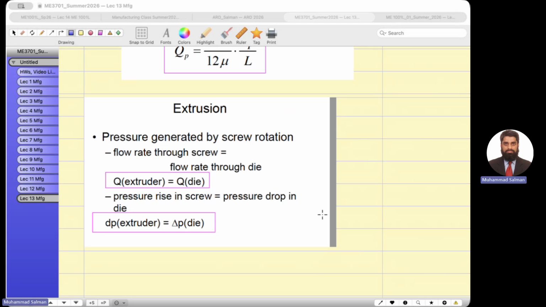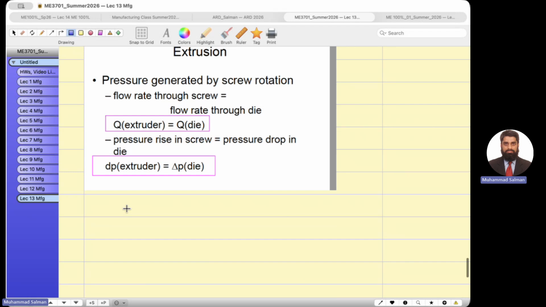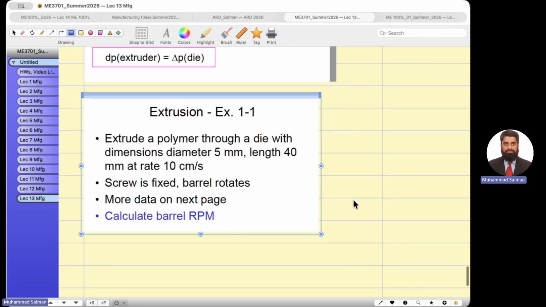So let's do one problem. You need to know a few things here. So let's do one problem here. Extrude a polymer through a die. Please note down this data.